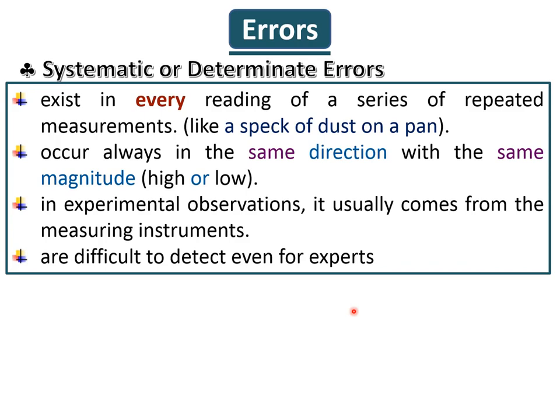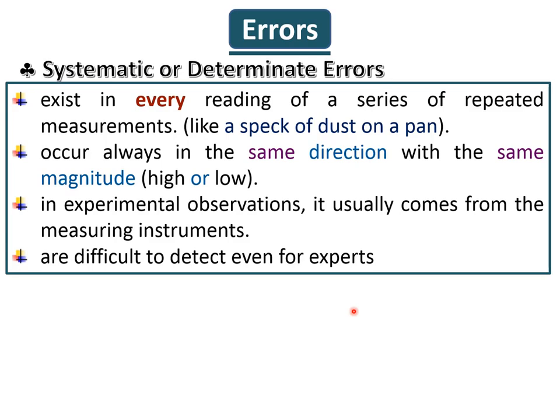So the tool itself will assign this type of error, the systematic error. This type is actually very difficult to detect even if you are experts in the field. Usually, this type of error is related to the true value of the measurement, how far your measurement is from the true value, and getting the true value is very difficult.